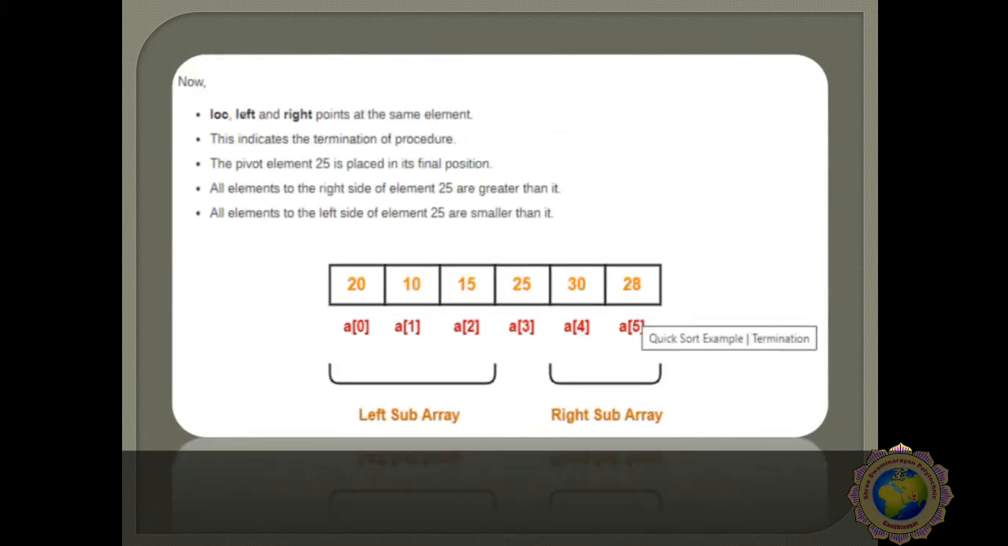Now the division into two parts: 25 is in the middle as the pivot, 20, 10, 15 are on the left-hand side, and 30 and 28 are on the right-hand side. Apply the same steps as performed in our previous video lecture, using this array.